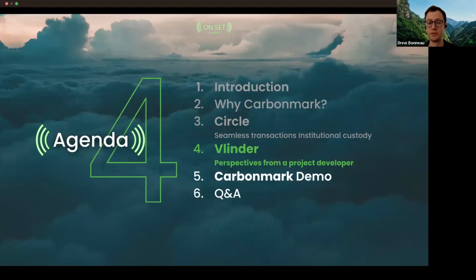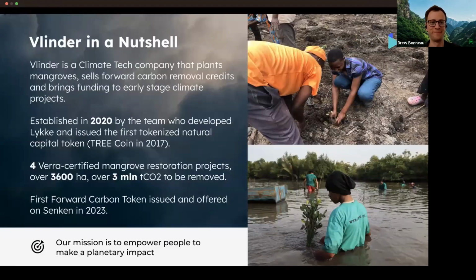So we're really happy to have a carbon project developer here with us who has actually listed credits on Carbonmark. And with that, I'll hand it over to Sergey from Vlinder to discuss their work. Sergey, the floor is yours.